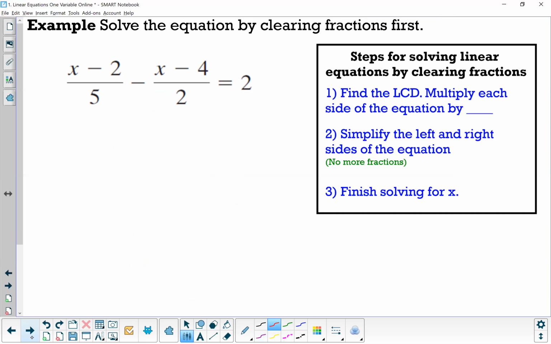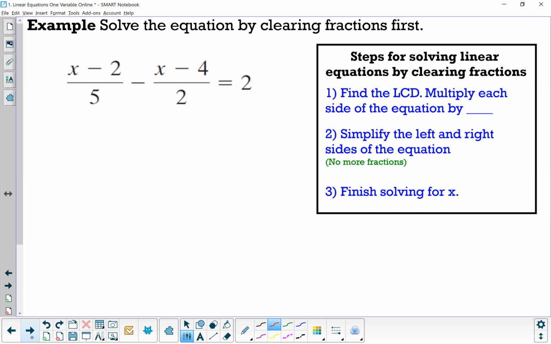Now this looks slightly different, but it's very similar to what we just did. Okay, so we have a fraction. In the numerator of the fraction is x minus 2 over 5 minus the second fraction in the numerator is x minus 4 over 2 equals 2.